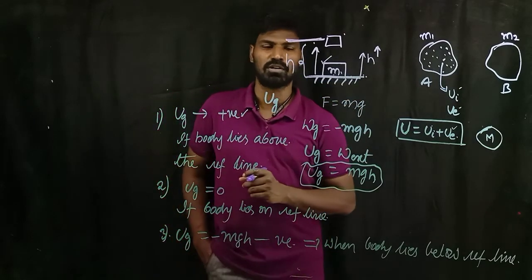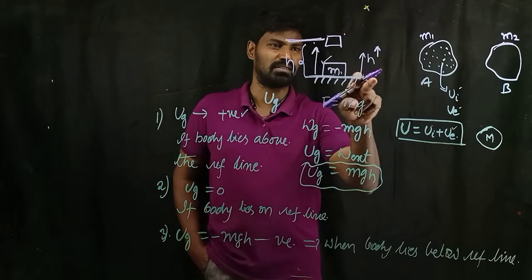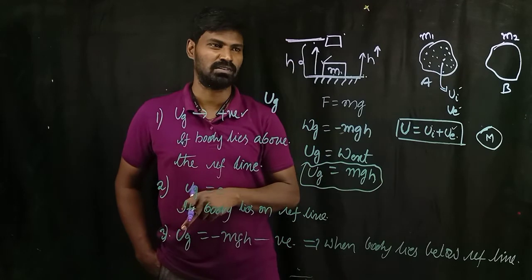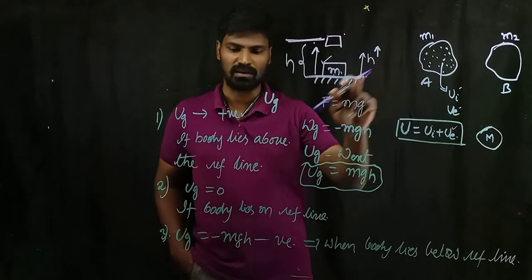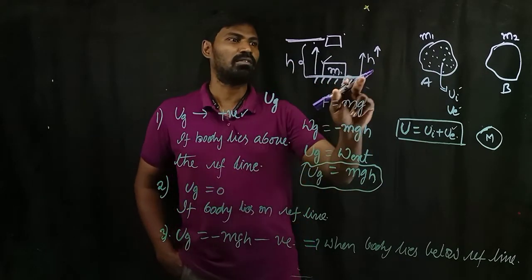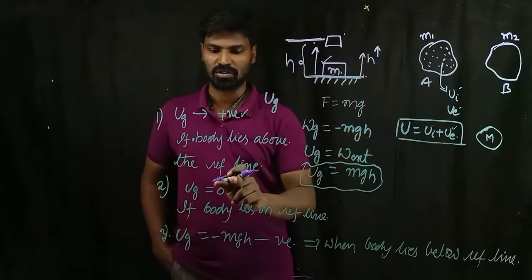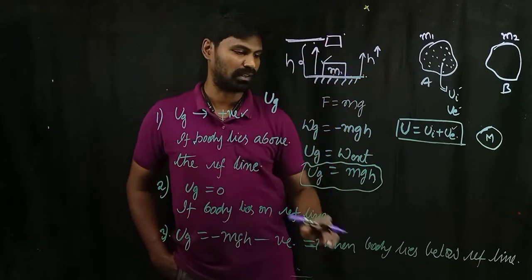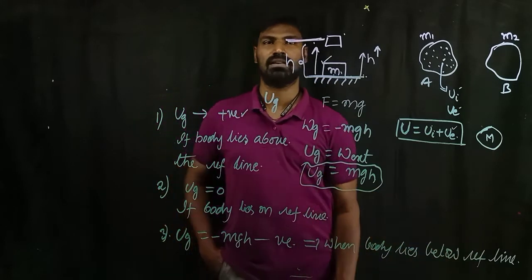Through this we can conclude that you can't define absolute potential energy. Whenever you want to define potential energy, you need to take a reference line. With respect to that reference line only, you can define potential energy. If the body lies on the reference line, potential energy is 0. If the body lies above the reference line, potential energy is positive. If the body lies below the reference line, then the potential energy is negative.